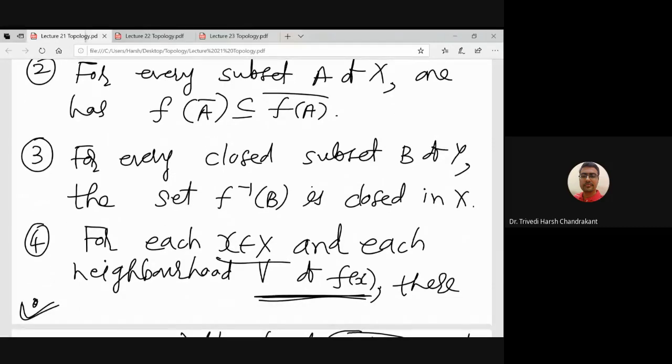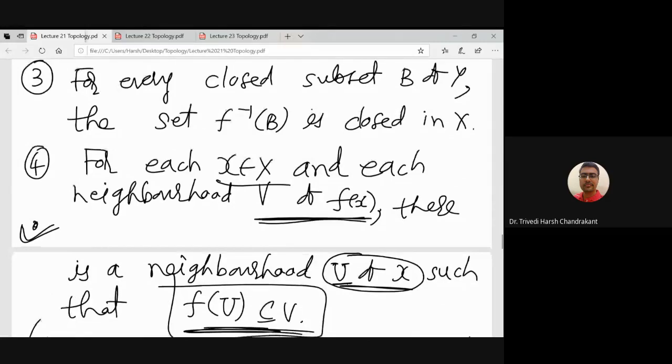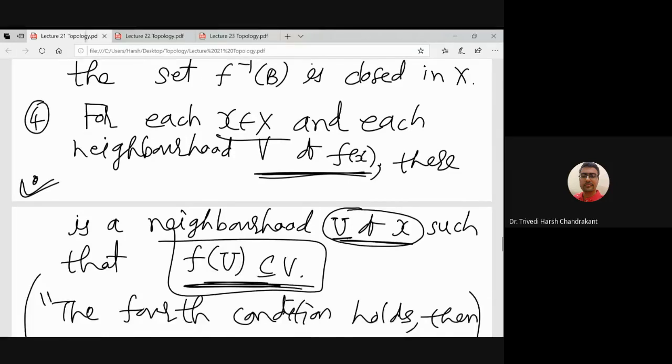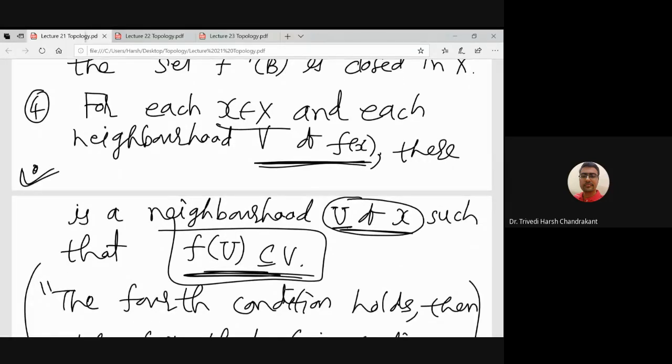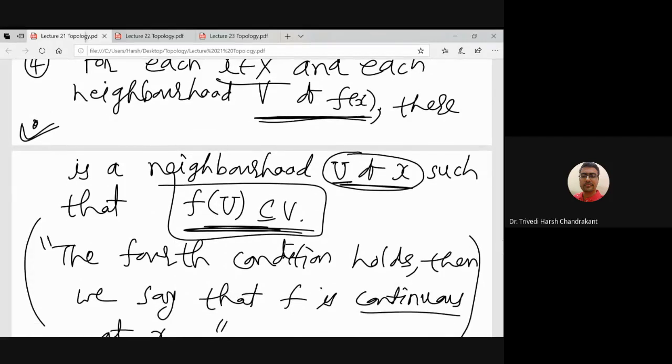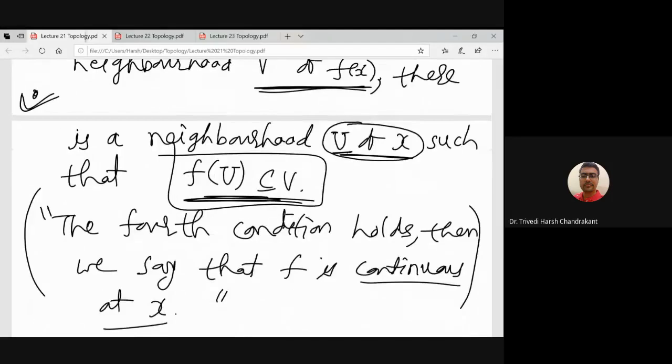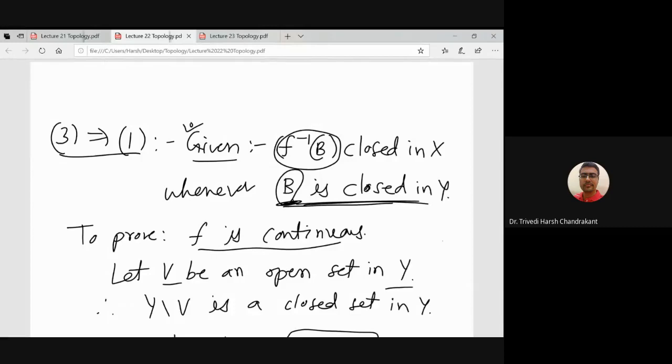And the third condition we can use is pointwise continuity. So f is continuous if and only if for each small x in capital X, and each open set V containing f(x), there is a neighborhood U of x such that f of U is contained in V. This particular condition is known as continuity at a point x. So we discussed the proof of this theorem in the last lecture.